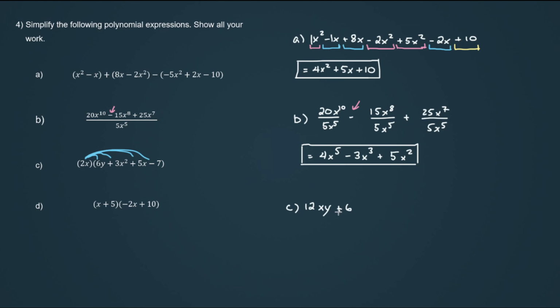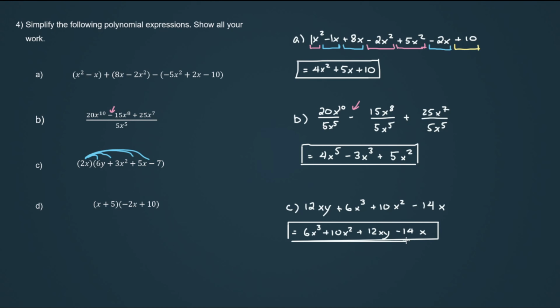x times x squared, we're going to add the exponents together. We get x cubed. Okay, 2x times 5x is going to be plus 10x squared, right? We multiplied the coefficients, we added the exponents, and then 2x times minus 7 is minus 14x. Now, this is not done yet. We have to rearrange this from biggest to smallest exponents. So we're going to start here with the 6x cubed plus 10x squared plus 12xy minus 14x. Okay, and this is my answer for 4C.